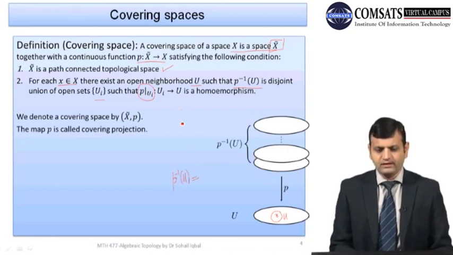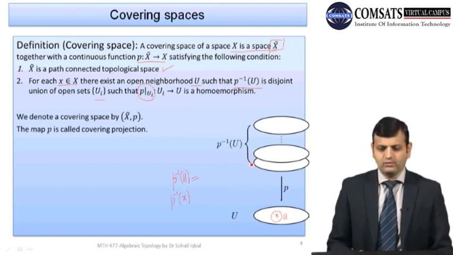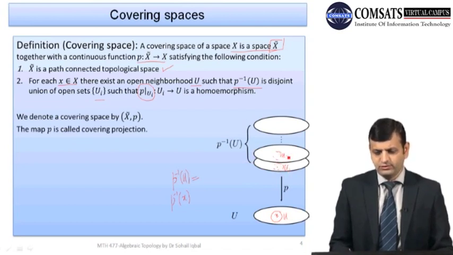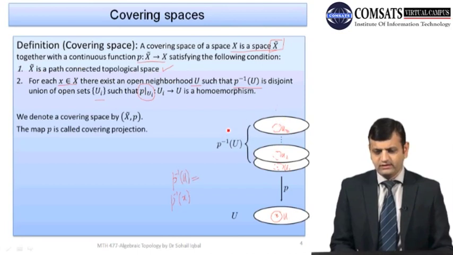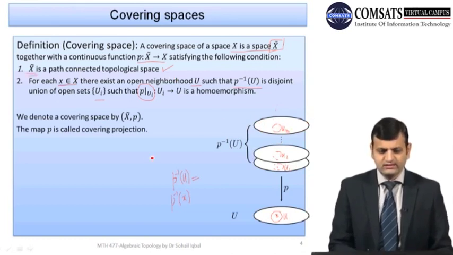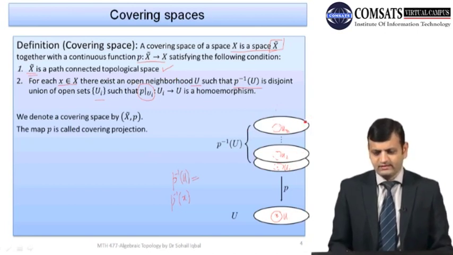Let me remind you again that we can say P inverse x is a discrete set, because P inverse U is going to be a disjoint union of open sets. So we can say that the inverse image is U1, U2, up to Um, and so on. Remember that X tilde is a path connected topological space, but in this depiction we are seeing the things as sheets. It is just a depiction, and in fact X tilde is a path connected topological space. So this is the inverse image of U, and it is going to be a disjoint union of open sets.